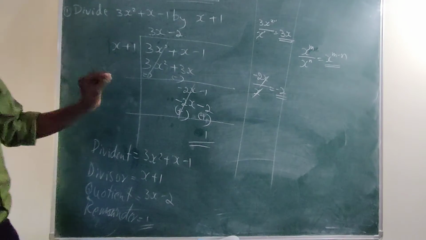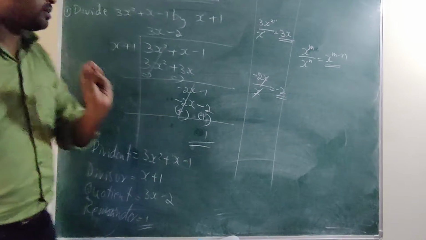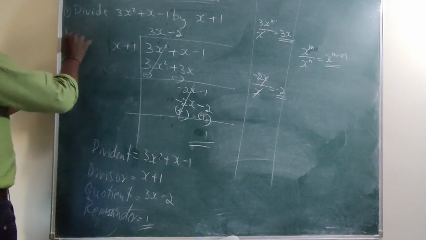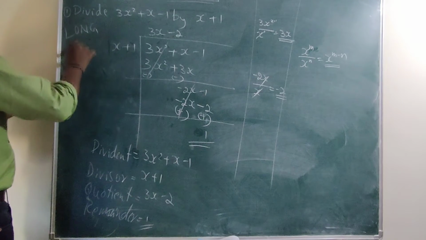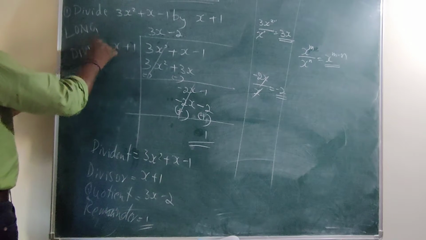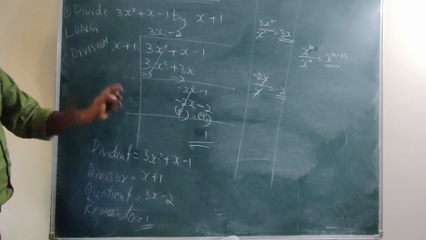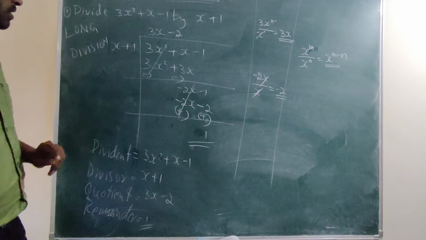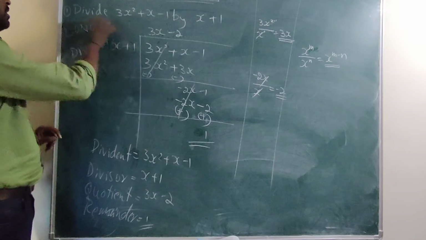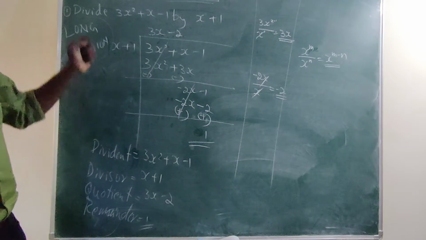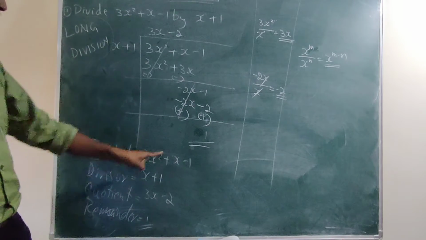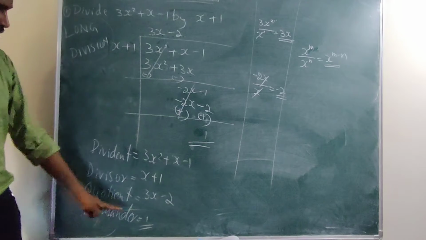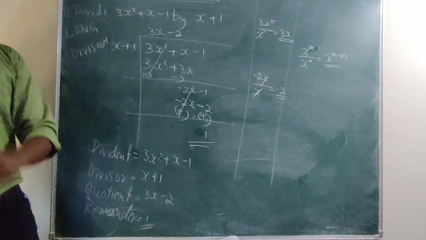This is using the long division method, L-O-N-G. The method is the long division method. They may ask 1 mark or 2 mark questions, students. Using the long division method, find the remainder. This is how you can find the remainder. Here we got remainder equal to 1.